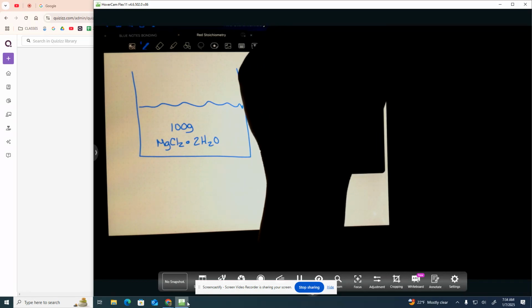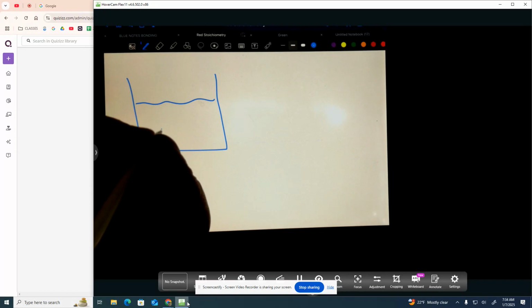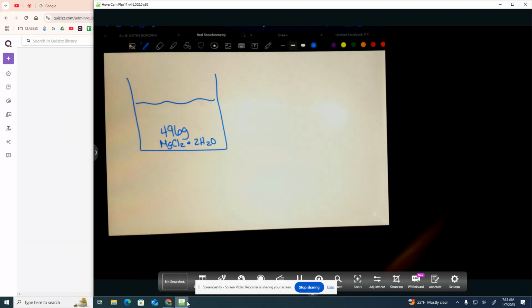However, what about if I give you a bucket, and in that bucket I put 496 grams of magnesium chloride dihydrate? How much water is in that bucket?